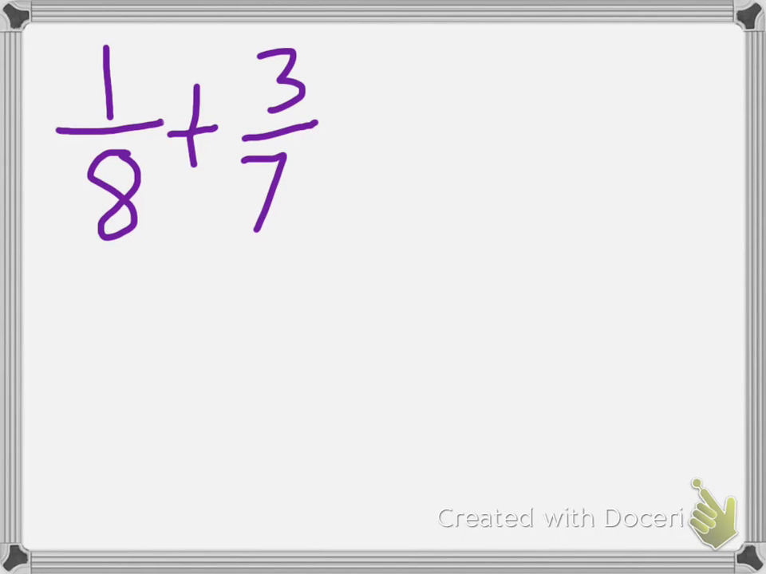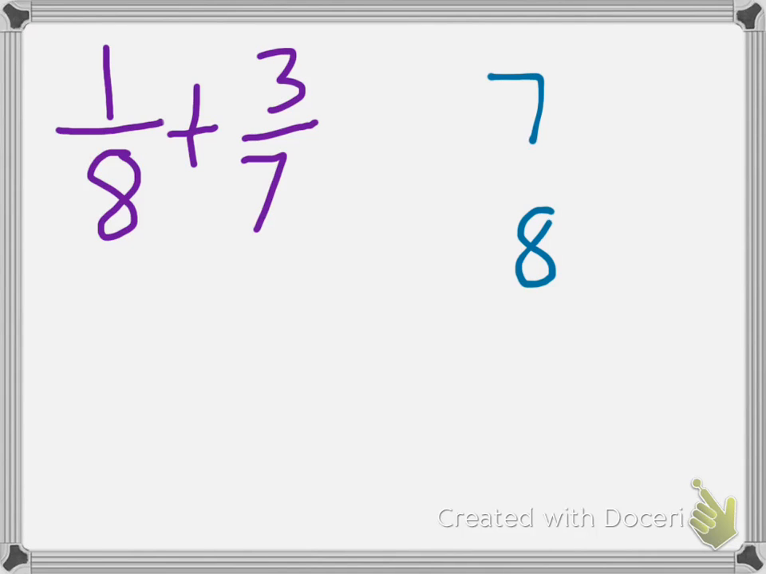Okay, this recording is for adding and subtracting fractions and mixed numbers with uncommon denominators. So we want to start off with 1 over 8 plus 3 over 7. And here the first thing we need to do is find a common denominator.